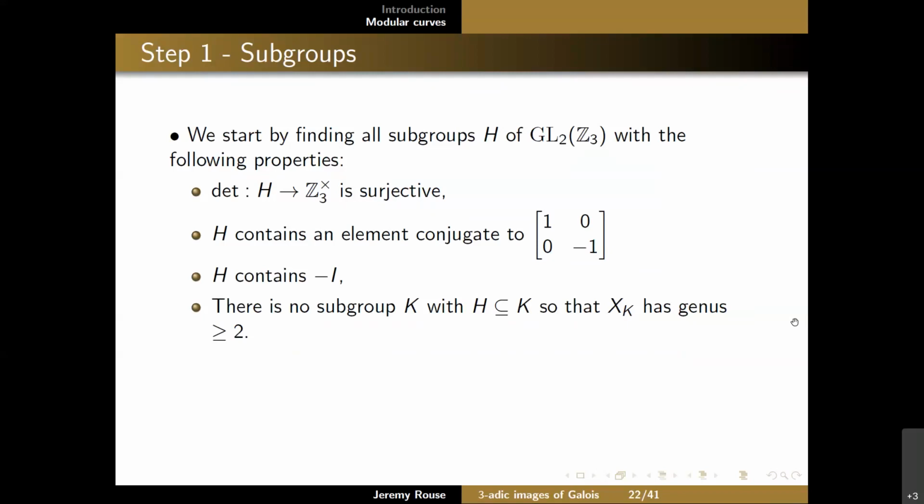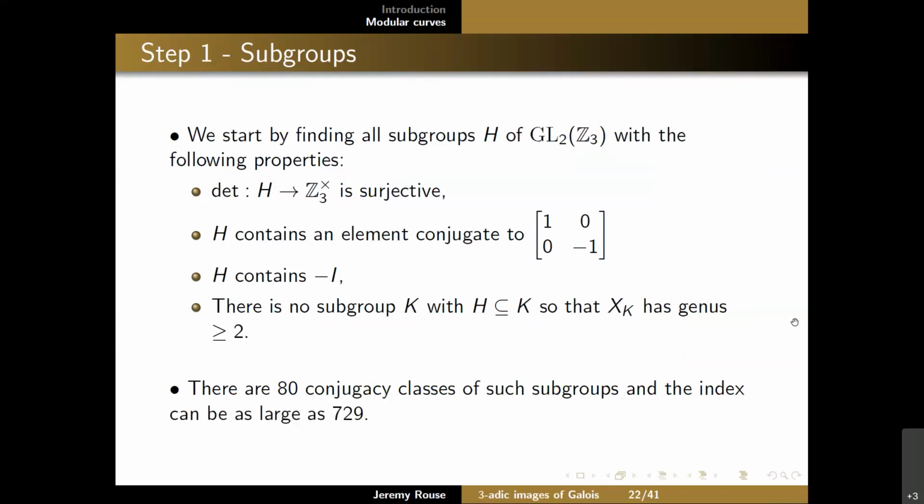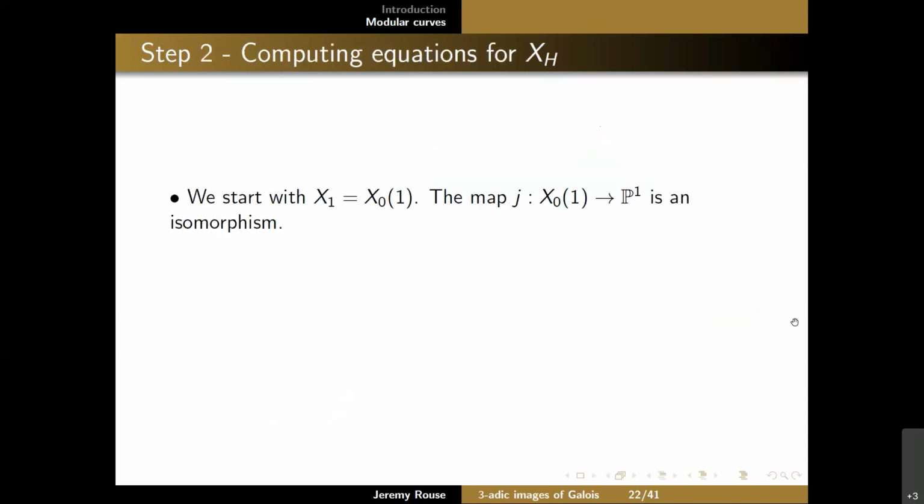Okay, so there are 80 conjugacy classes of such subgroups in GL2(Z/3), and the index of those subgroups can be as large as 729. Okay. So now we're going to start computing equations for modular curves. I could talk more about how I compute the equations, but this is something that's a bit computational and a bit technical, so I think I won't give a lot of detail about it.